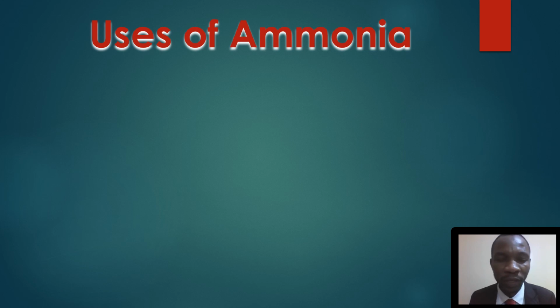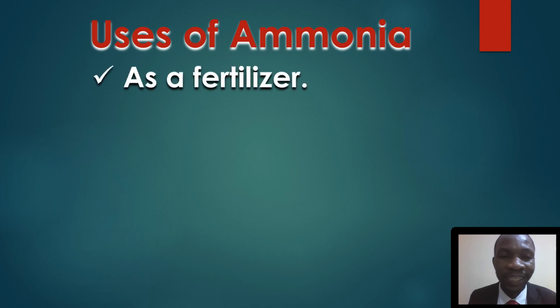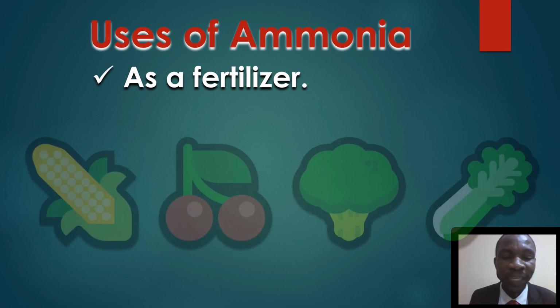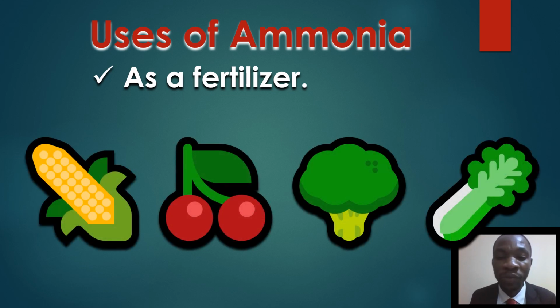The other thing you usually need to know after learning the Haber process is the uses of ammonia. The first one is that ammonia can be used as a fertilizer. Fertilizers are substances that are used in crop production to make crops grow faster and yield more, and ammonia is one of them. During crop production, you can produce cereals, fruits, and vegetables. All these need fertilizers for them to do well.